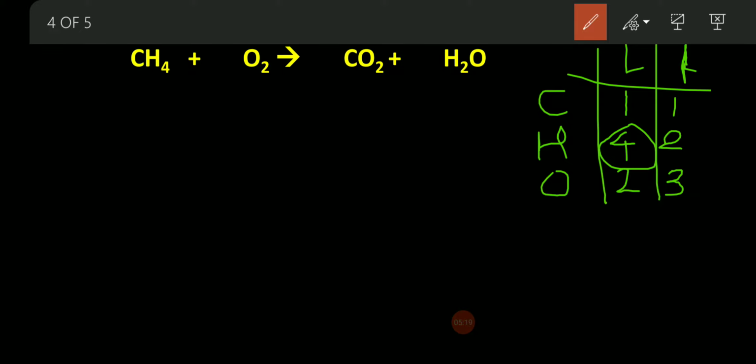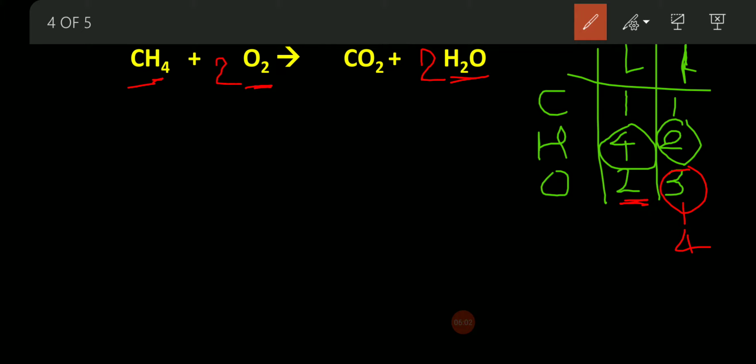Here 4 hydrogens are there, and on the right-hand side only 2 hydrogens. So very easy, you can multiply by 2. But when you multiply this H2O by 2, it will change the number of oxygen atoms also. So how many oxygens are there on the right-hand side now? Before it was 3, but now it is 4. So 4 oxygens are there, and on the left-hand side only 2. So now we will balance the oxygen on the left-hand side. Here you can multiply by 2.